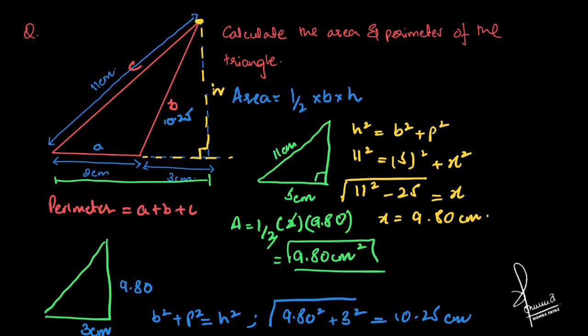So now this is 11, this is 2, this is 10.25. You can calculate your perimeter by doing 11 plus 2 plus 10.25 and you get 23.25 centimeters as your answer. Please don't forget the units.